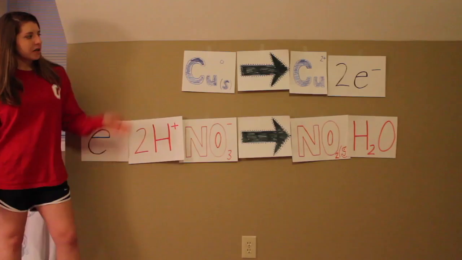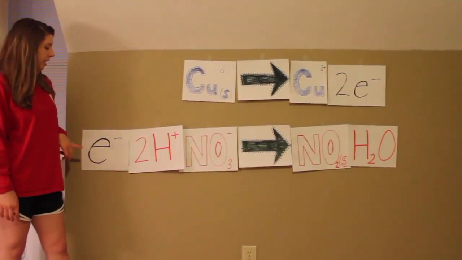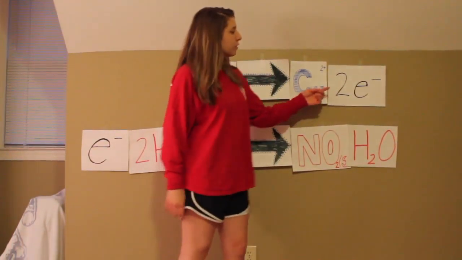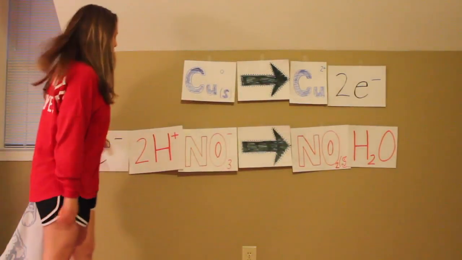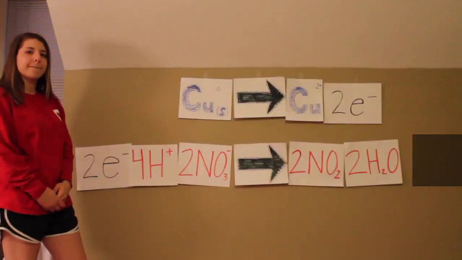Okay, in order for us to combine these two reactions, we need to make sure that the number of electrons is the same for both. So because there's 2 electrons here and just 1 here, we're going to multiply this whole reduction reaction by 2.